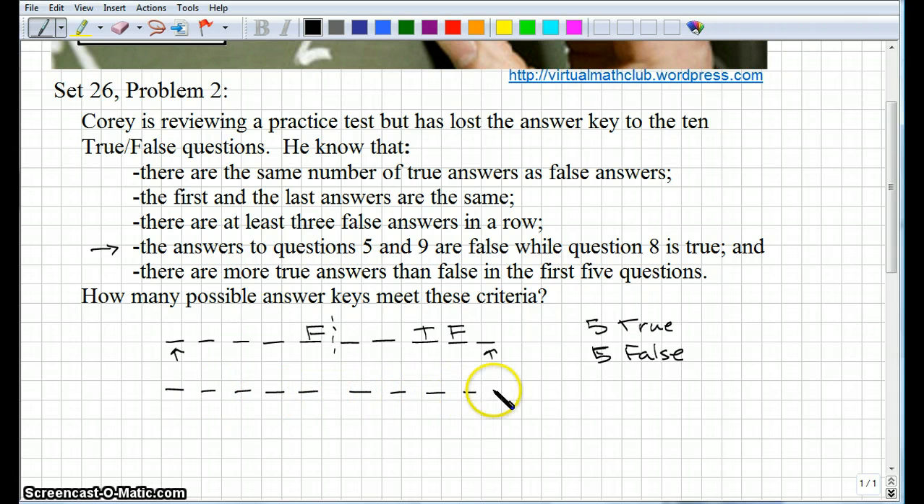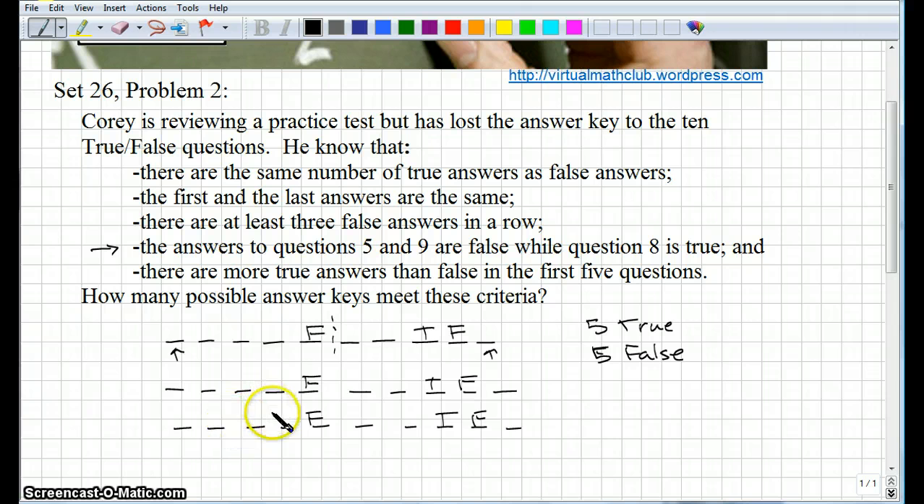7, 8, 9, 10. So we know this is false, this is true, and this is false. And I want to do those 2 possibilities. So I want to draw another set of blanks here. 1, 2, 3, 4, 5. 1, 2, 3, 4, 5. This is false, this is true, and this is false. So we're placing the 3 false answers.